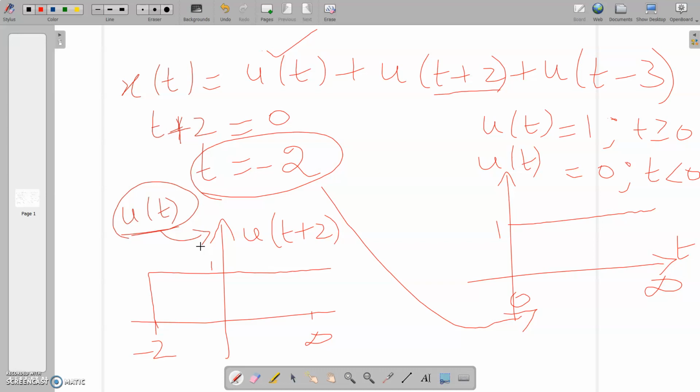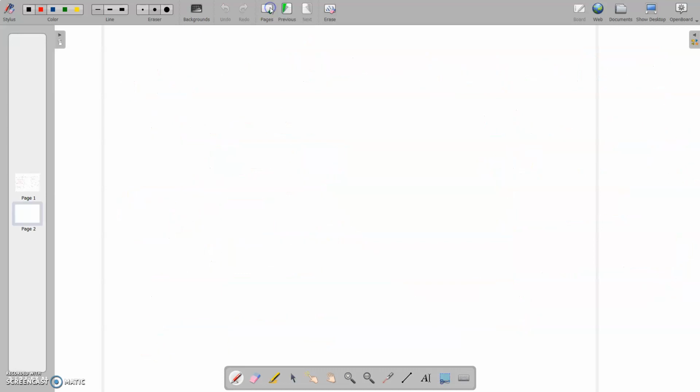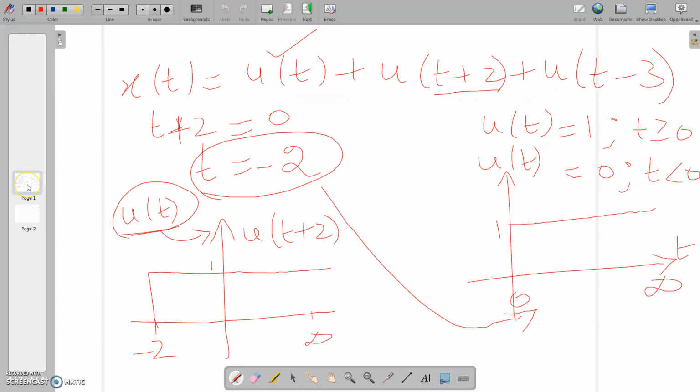Okay. And then for u of t minus 3, again we have to equate t minus 3 equal to 0, and then t is equal to 3, right. So, what happens, t is equal to 3. Now, we have to add t is equal to 3 to all the values of t in u of t.